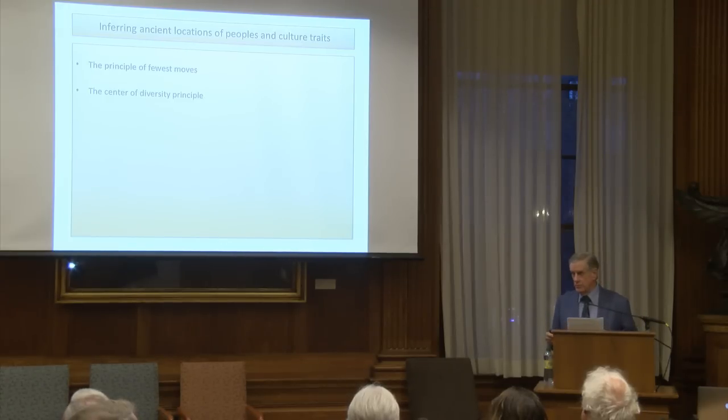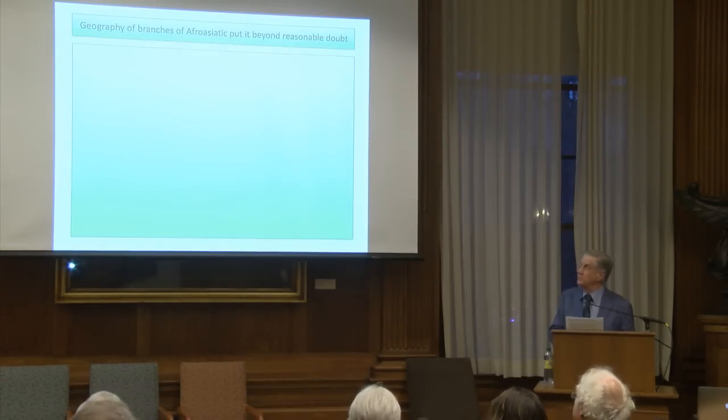If there is a region where the earliest branchings of a language family cluster close to each other, that will be most likely the region where the languages of the family have been spoken longest. So, how do these principles apply to ancient Egyptian?